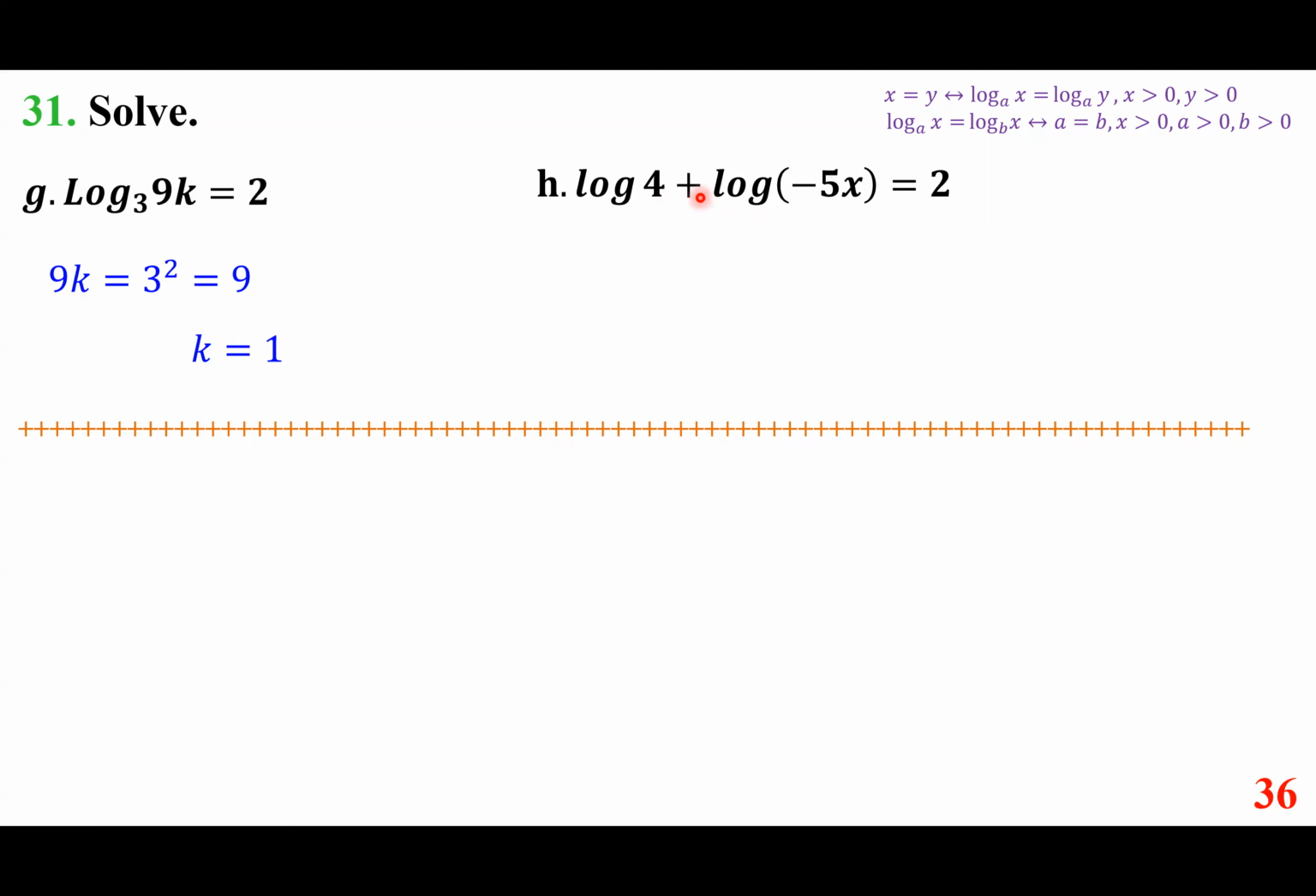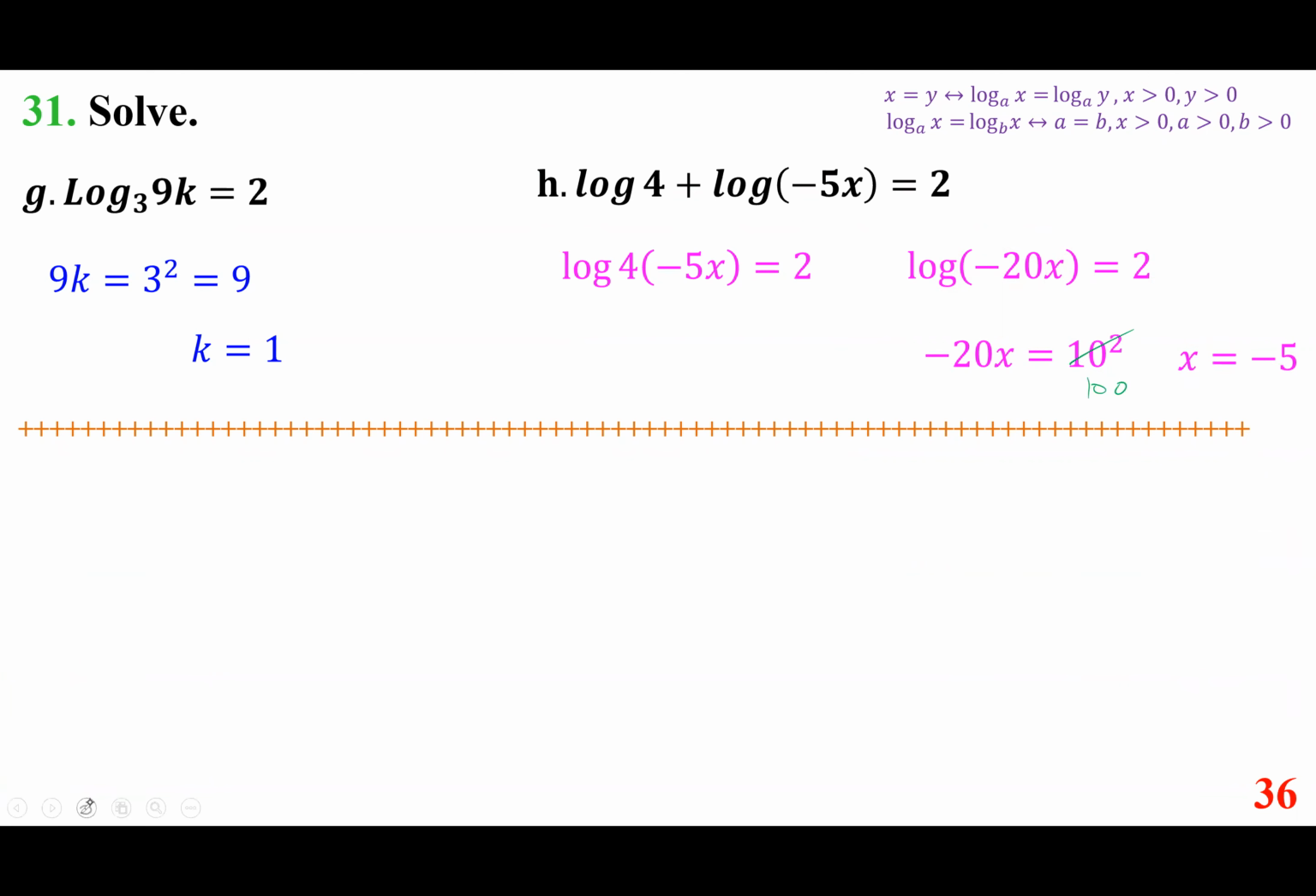Anytime you have a bunch of logs on one side and a bunch of numbers on the other, you put them into a single log, and then you use the definition. To put it to a single log, you multiply these two, 4 times minus 5x, and it becomes log of negative 20x. And now you go with the definition. This has no base. That means the base is 10 because it's a common log. So 10 to the power of 2 is minus 20x. As you know, 10 squared is 100. And if I divide by negative 20, I get negative 5.